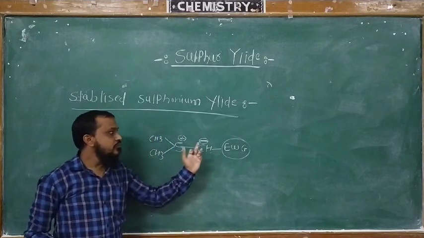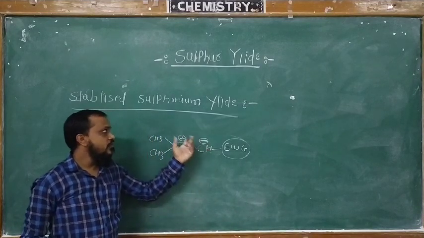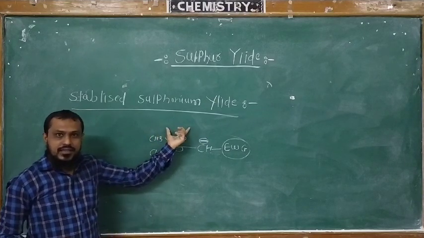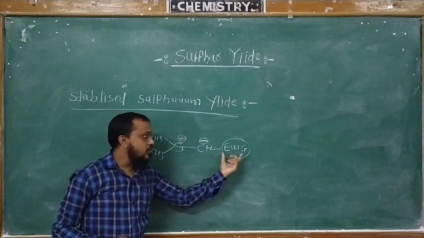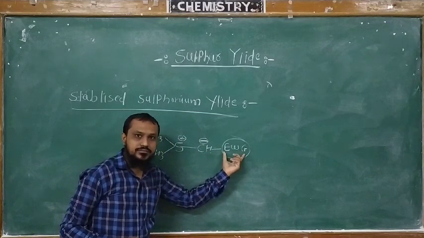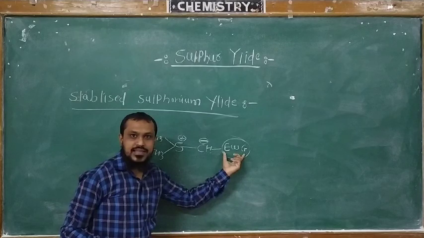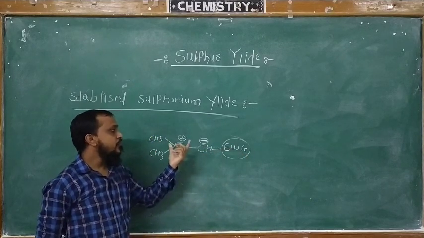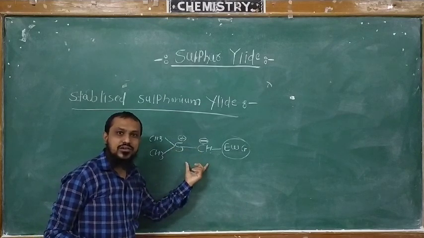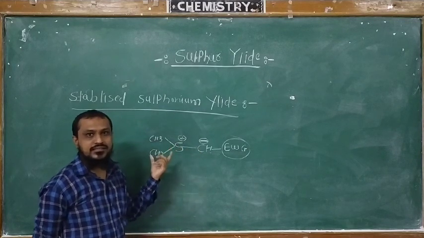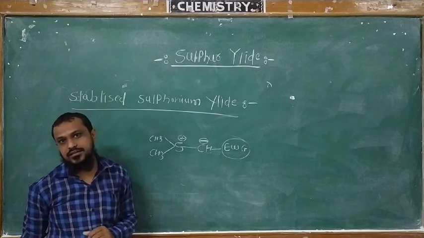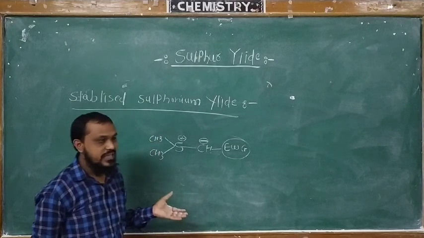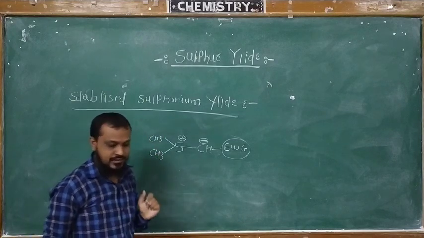When the nucleophilic carbon atom of sulfonium ylide is attached with the electron withdrawing group by resonance and inductive effect, then the sulfonium ylide is called stabilized sulfonium ylide. So this is the definition and explanation of stabilized sulfonium ylide.